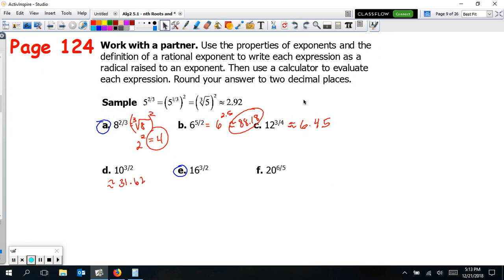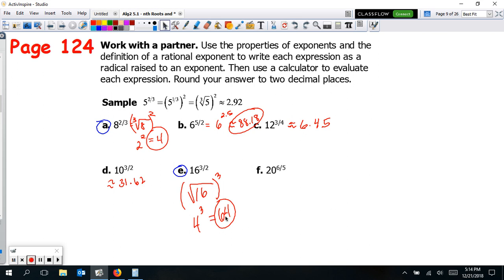This one, is 16 a perfect square? Well, yes, it is. So we can do this one without a calculator. We don't need the calculator because we can figure out what the square root of 16 is. We know that's 4, and so this is just going to be 4 to the third power. And 4 times 4 times 4, we can multiply that out. It's going to be 16 times 4, which is 64. So that one wasn't too hard to do without a calculator.